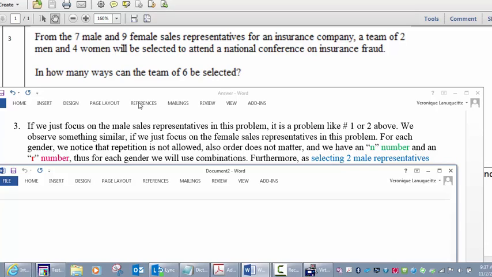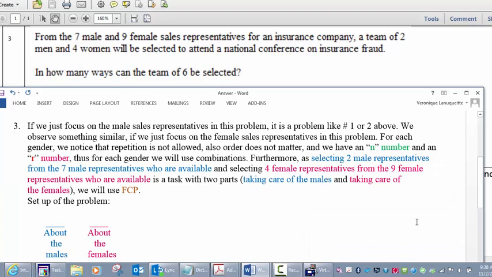So because we have this, we also have an N value and an R value. All of this is calling for combinations to be used on each gender. You'll take care of the males using combinations, and then you'll take care of the females using combinations as well. Since you are using combinations, the N value for the males is 7. The R value for the males, how many are chosen, is 2. So 7 is how many are available, that's N, and how many are chosen, that's 2.